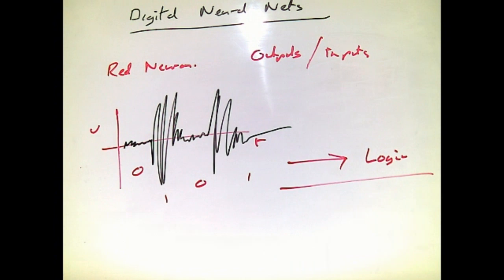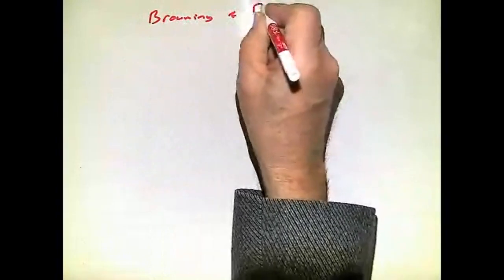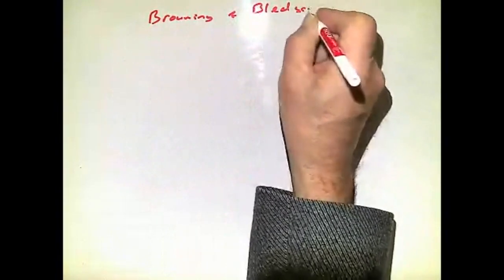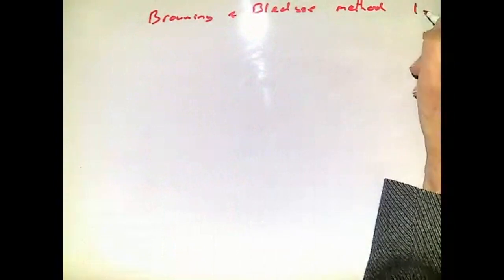Right, now I want to introduce a completely non-neural network process, but it does exactly what the neuron does. It was a method for pattern recognition. It's called the Browning and Bledsoe method. It was about 1959, so it's quite an old method.